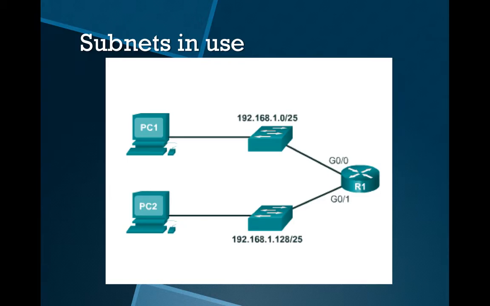In the previous example, the 192.168.1.0 network was subnetted to create two subnets, each one for a switch, as you can see in the image. Notice that router 1 has two LAN segments attached to its gigabit Ethernet interfaces. The subnets will be used for the segments attached to these interfaces.